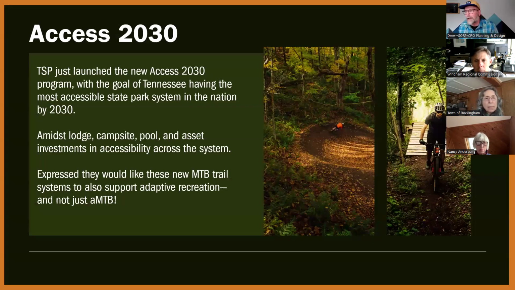They also mentioned that they were working on an initiative called Access 2030 to make all of those hotels, campsites, lodges, and pools ADA accessible, and these trail systems, not necessarily ADA, but supporting adaptive hiking and adaptive mountain biking. And so we decided to model that as well, and it quickly overshadowed the mountain bike economic impact, which was not something we knew going into the study. So that was exciting. We also found out through this work that there isn't a lot of data around adaptive recreation and economic impact.